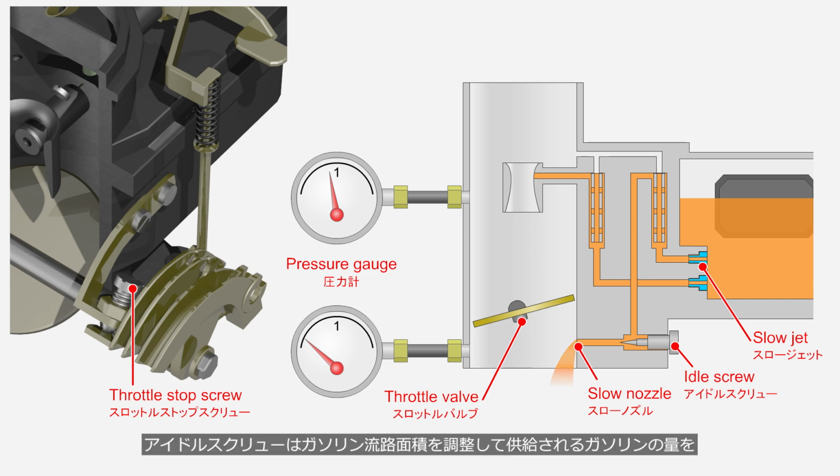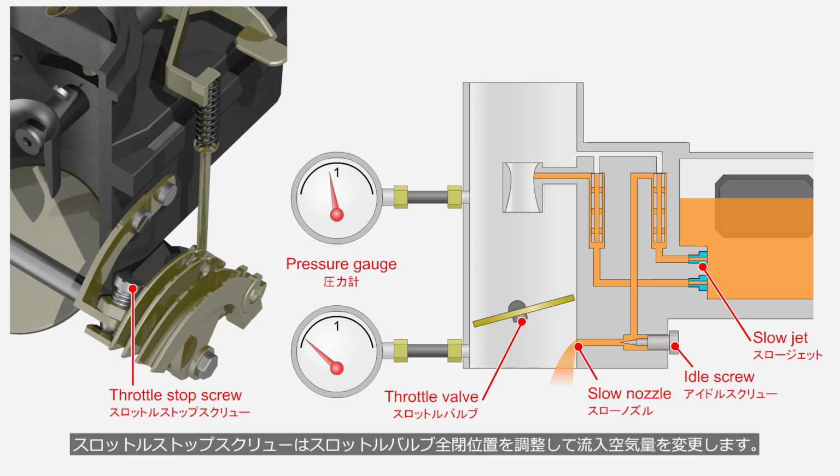The idle screw adjusts the amount of gasoline by controlling the passage area, while the throttle stop screw adjusts the fully closed position of the throttle valve to regulate intake air. The balance of adjustments between the two screws was determined based on the experience of a skilled mechanic.